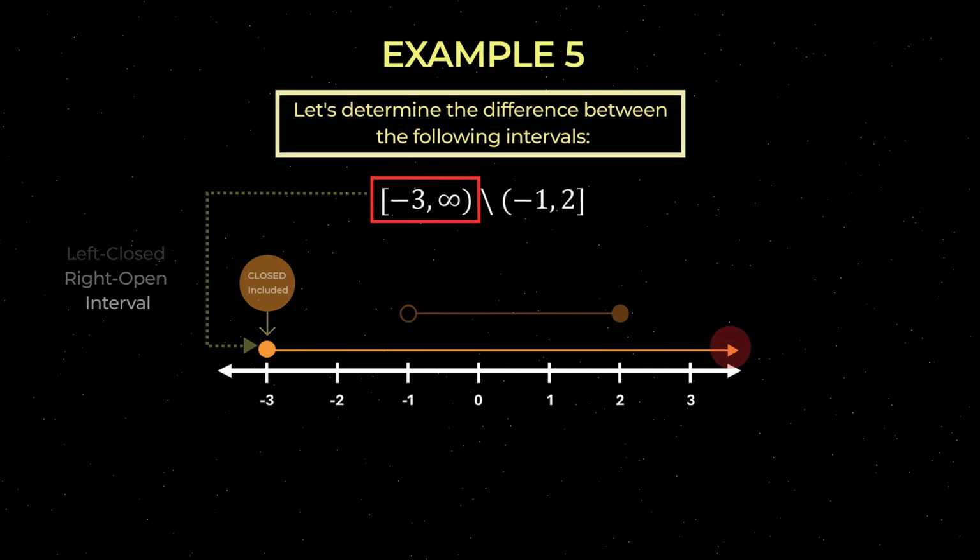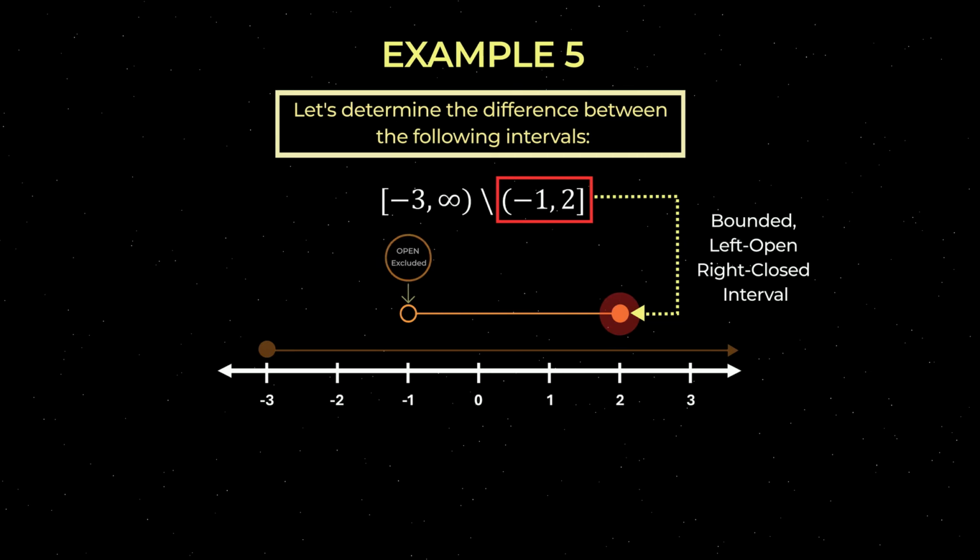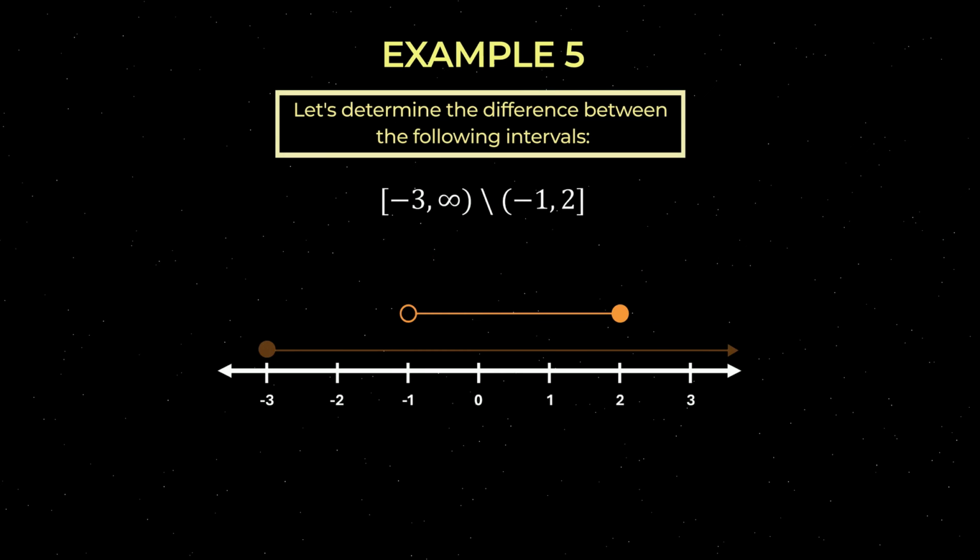The second interval is a bounded left open right closed interval that includes all of the infinitely many real numbers between -1 and 2, with the left endpoint -1 excluded from the interval, as indicated by the open circle, but the right endpoint 2 included, as indicated by the closed circle. Okay, now we create intervals that represent the difference between the two intervals illustrated here. Let's go from left to right as we do so.